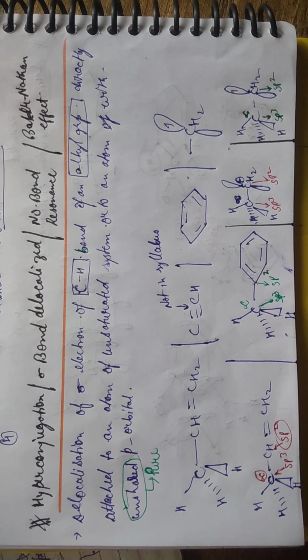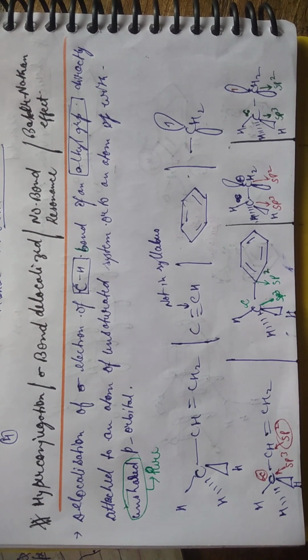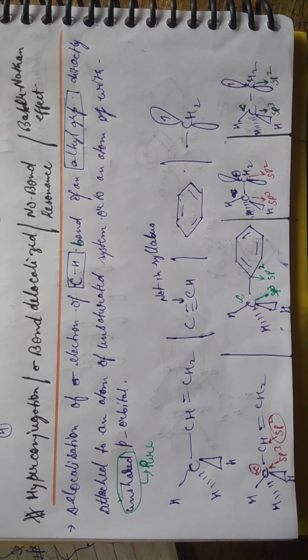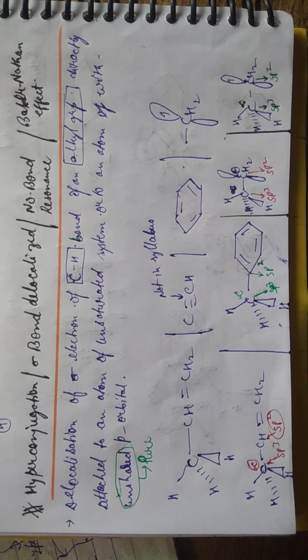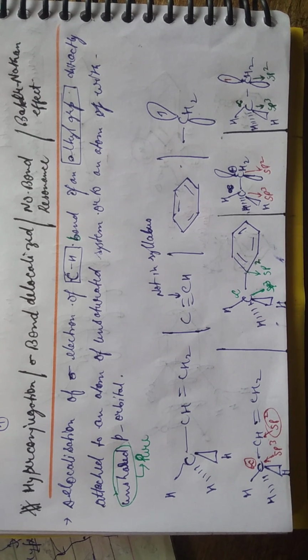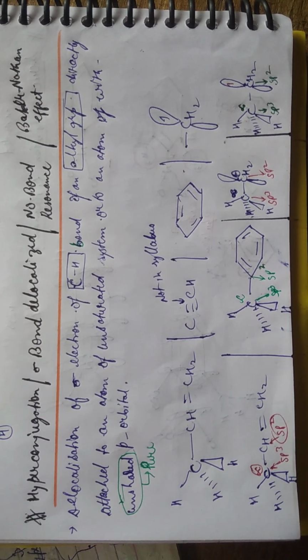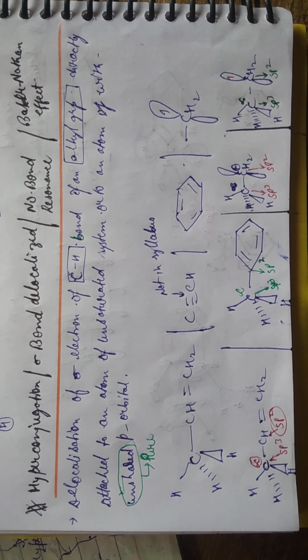It is also called no bond resonance or the Baker-Nathan effect. Here you can see the definition: delocalization of sigma electrons of a carbon-hydrogen bond of an alkyl group directly attached to an atom of an unsaturated system or to an atom with an unfilled p orbital.